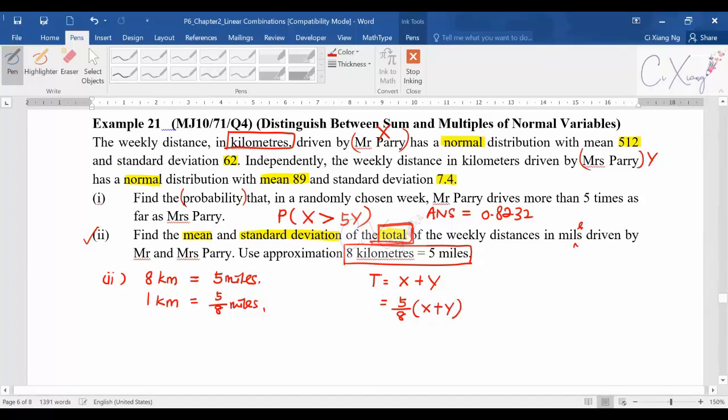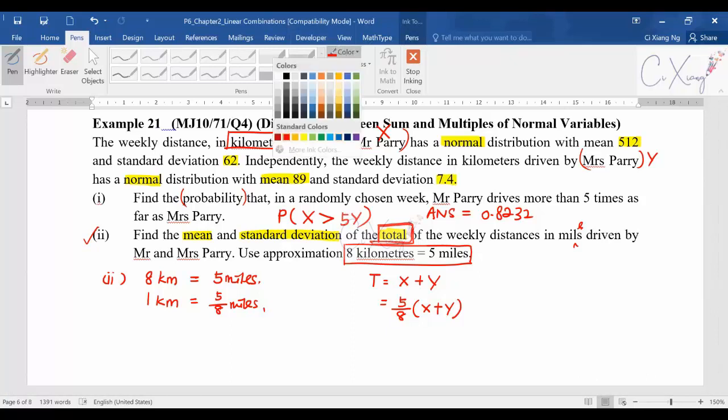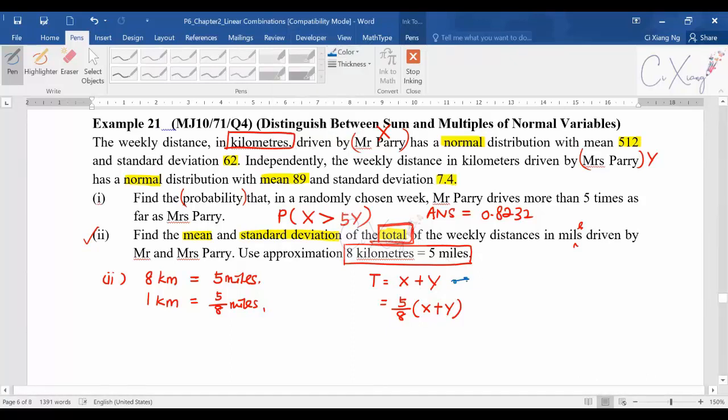Do you understand what I say or not? Okay, so maybe you can make a small note here. This is in kilometer, and this one is in mile. You need to write out the equation in miles first before you can calculate the variance.